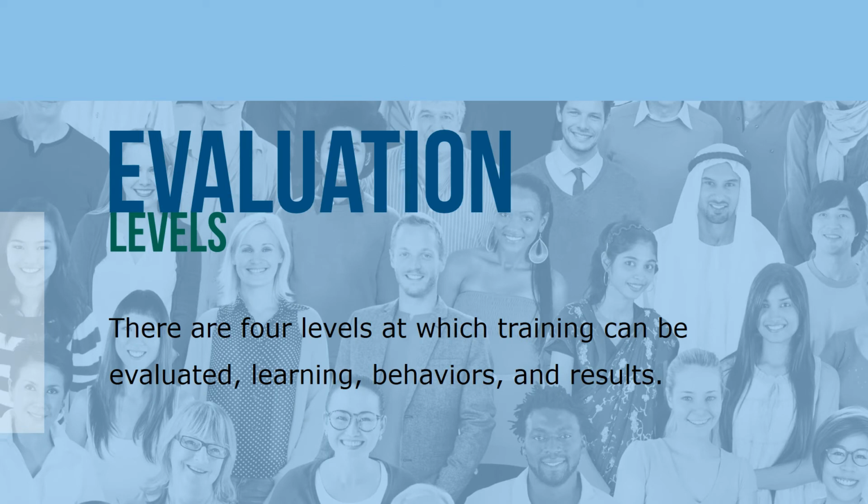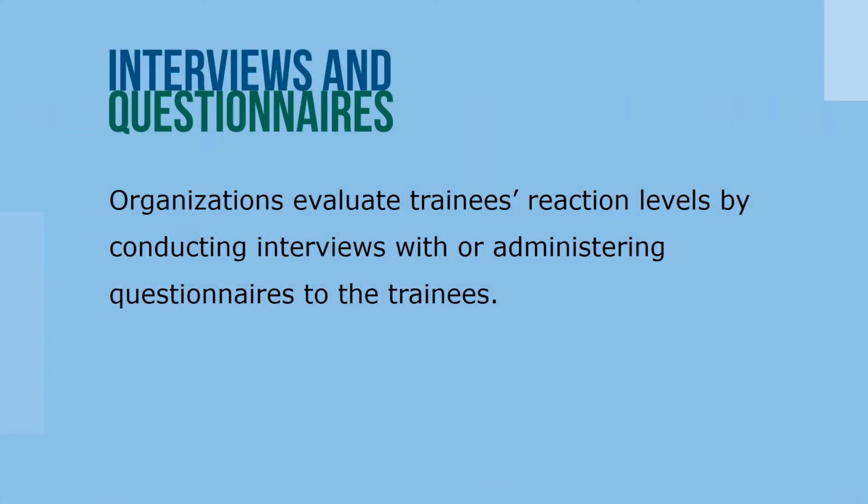There are 4 levels at which training can be evaluated. They are reaction, learning, behaviors, and results. Organizations evaluate trainees' reaction levels by conducting interviews with or administering questionnaires to the trainees. Assume that 30 managers attend a 2-day workshop on effective interviewing skills. A reaction level measure could be gathered by having the managers complete a survey asking them to rate the value of the training, the style of the instructors, and their perceived usefulness of the training.